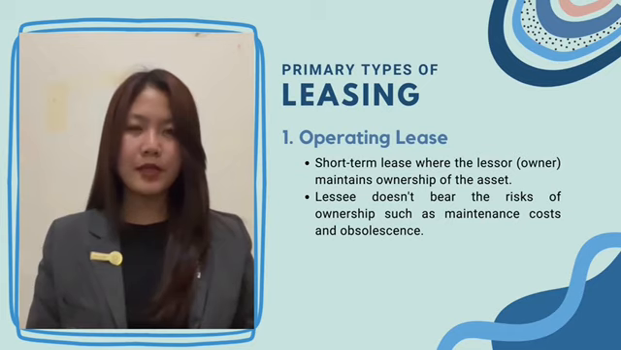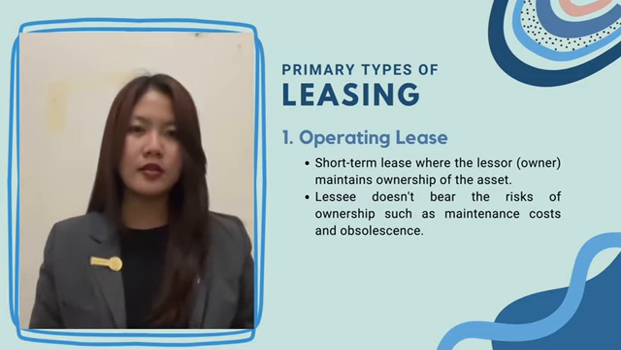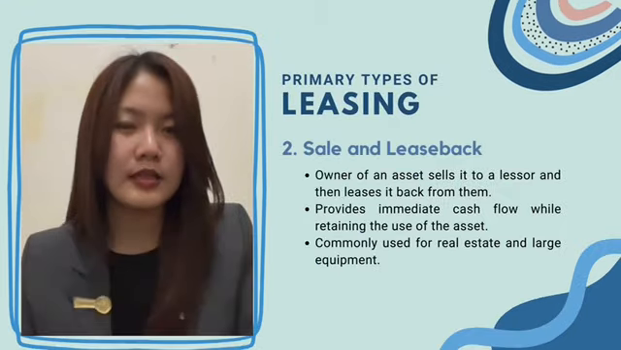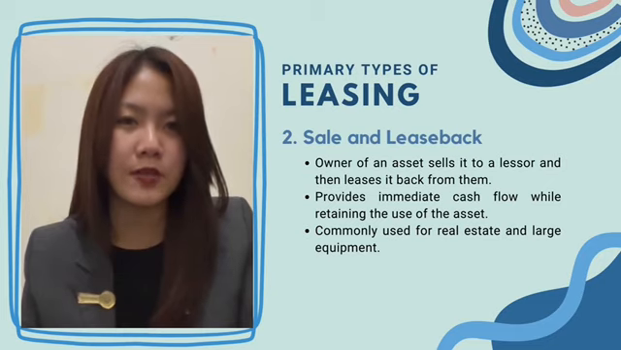Here are the primary types of leasing. First, operating lease. Operating lease is a short-term lease where the owner maintains ownership of the asset. Also, the lessee doesn't bear the risk of ownership such as maintenance costs and obsolescence. Second, sale and leaseback. The owner of an asset sells it to a lessor and leases it back from them. It is commonly used for real estate and large equipment.